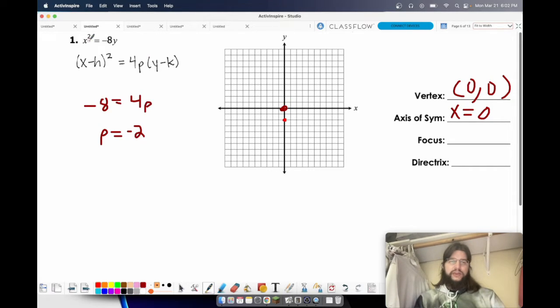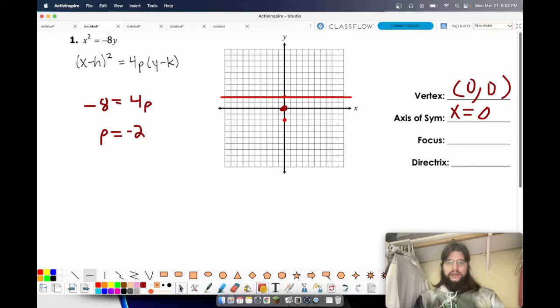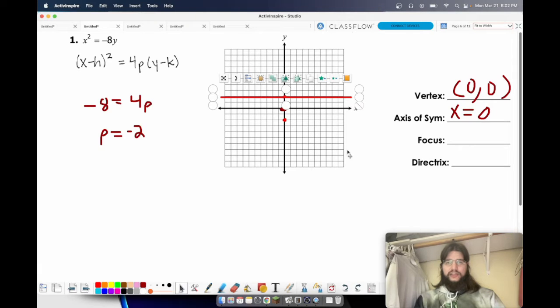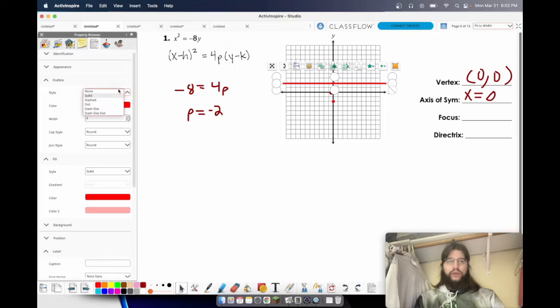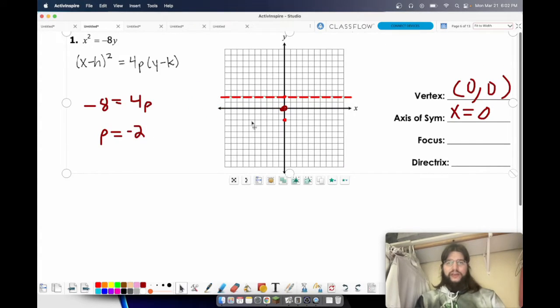We know this one's vertical. p is -2, so we go down 2. That gives us our focus. Because that's negative, we go up 2 for the directrix. The line going through this point will be our directrix. Let me graph that real quick. So this is our directrix here. Now, we don't have any points on the parabola yet. We need to figure out some points.